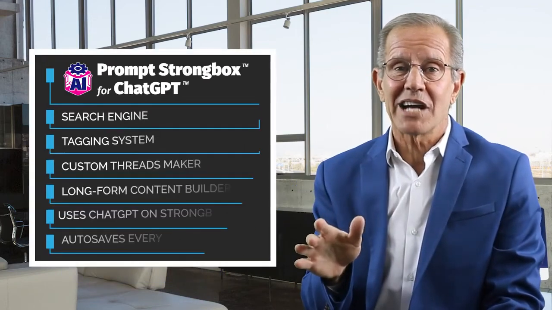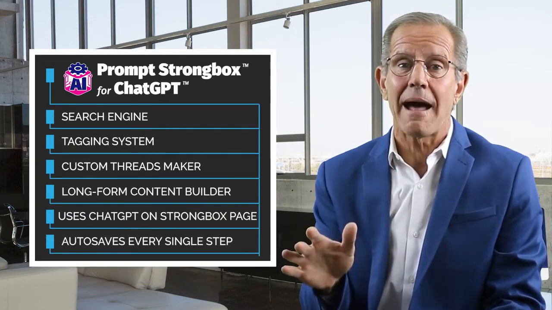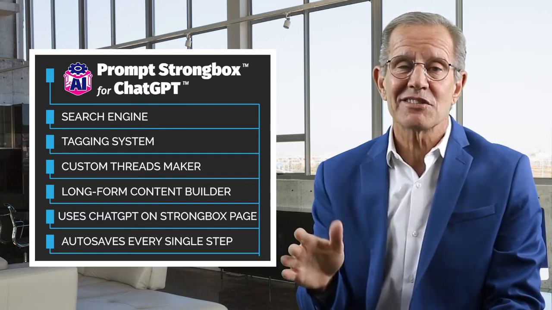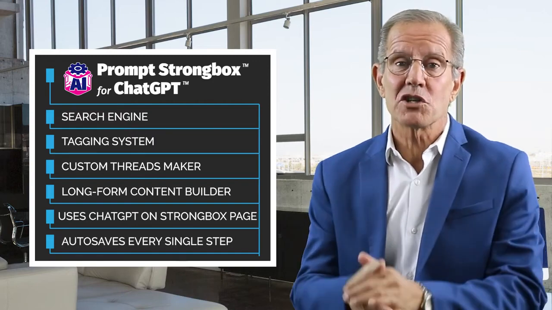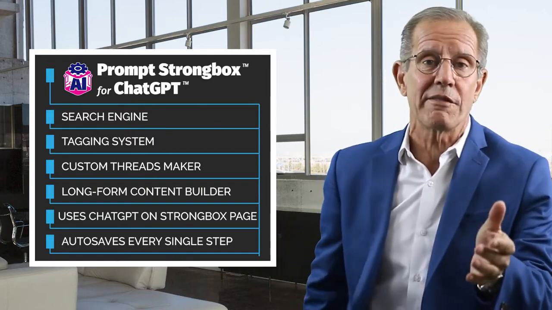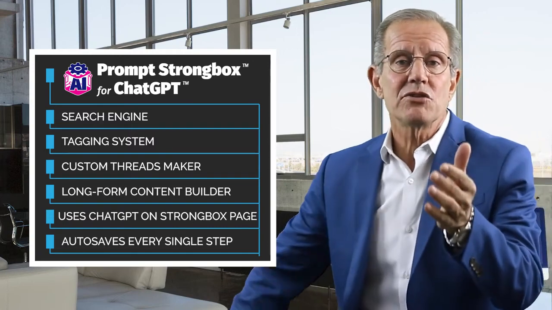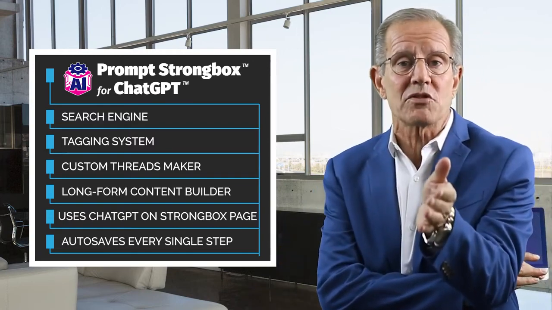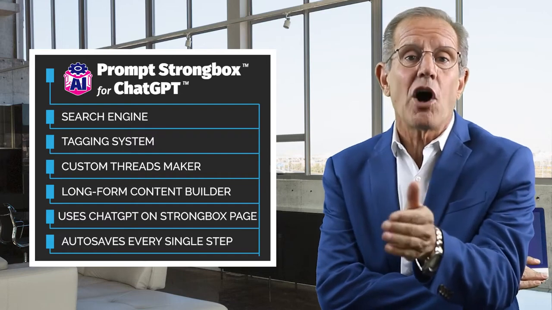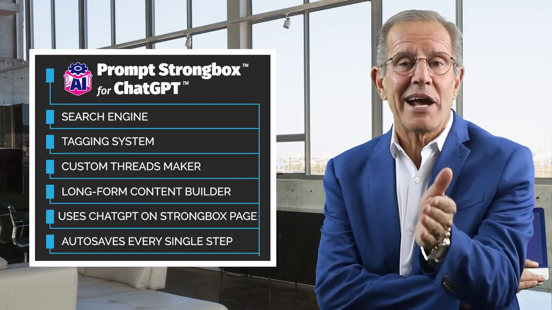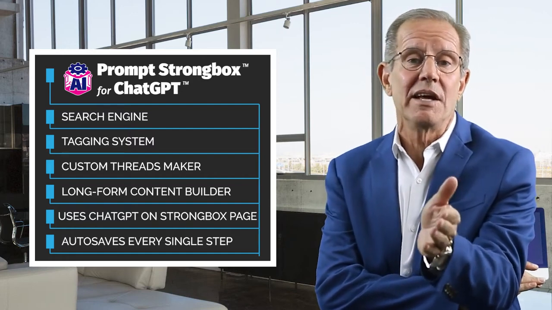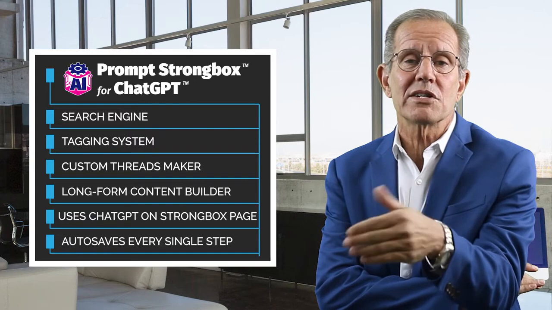But then after struggling with this mess for a few weeks, Andrew Darius came up with the ultimate solution, the PromptStrongbox for ChatGPT. The PromptStrongbox is like a backup for all your conversations, but it's a whole lot more than that. It's got a search engine, a tagging system, a custom threads maker, and even a long-form content builder for digital products like ebooks and courses and things. Now get this, you can even use ChatGPT directly on the PromptStrongbox page, and it'll auto-save every single step of your convo with AI. Anyway, I know that's a lot to take in, it really is, but don't worry, I'll break it down for you here in just a sec.